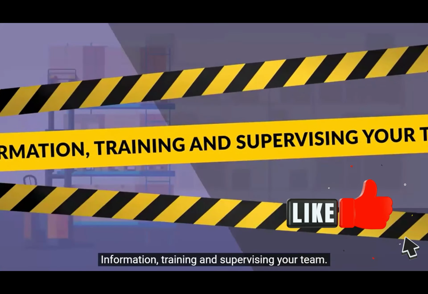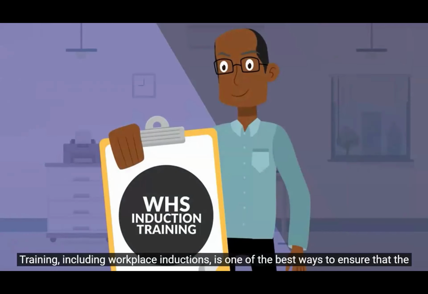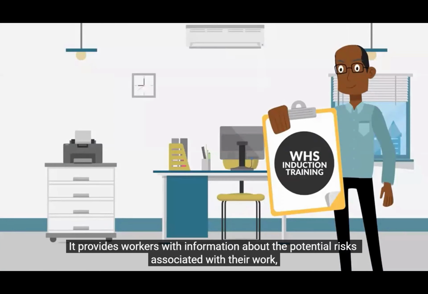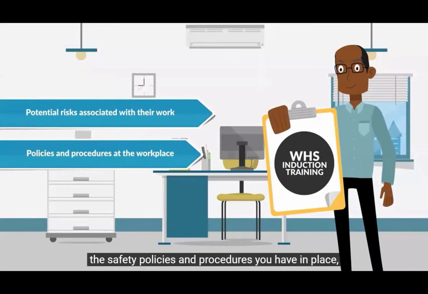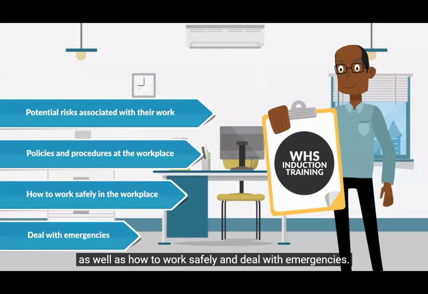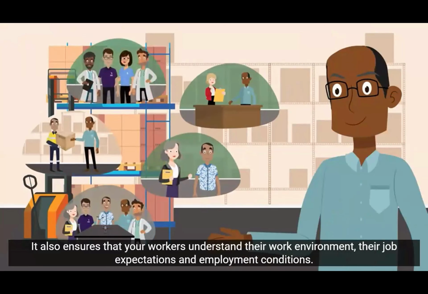Information, training, and supervising your team. Training, including workplace inductions, is one of the best ways to ensure that the people in your business are safe while at work. It provides workers with information about the potential risks associated with their work, the safety policies and procedures you have in place, as well as how to work safely and deal with emergencies. It also ensures that your workers understand their work environment, their job expectations, and employment conditions.